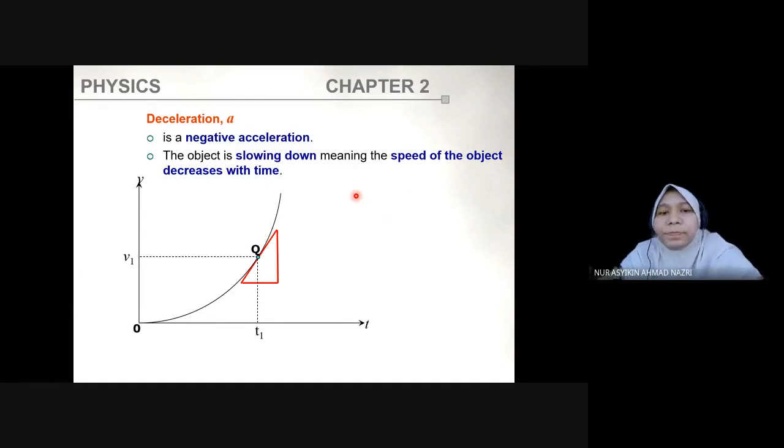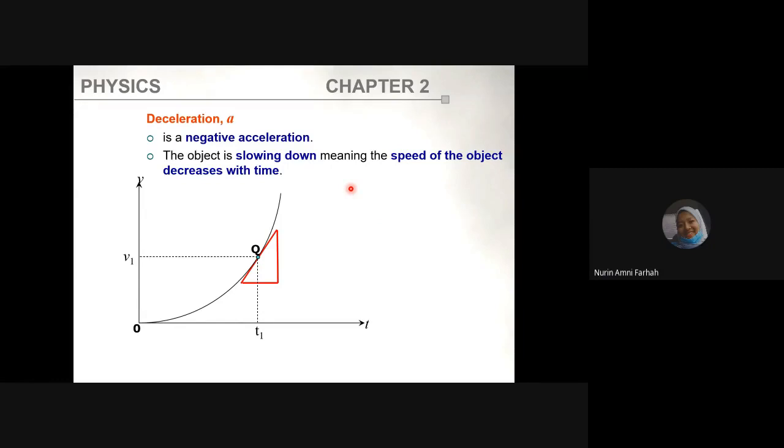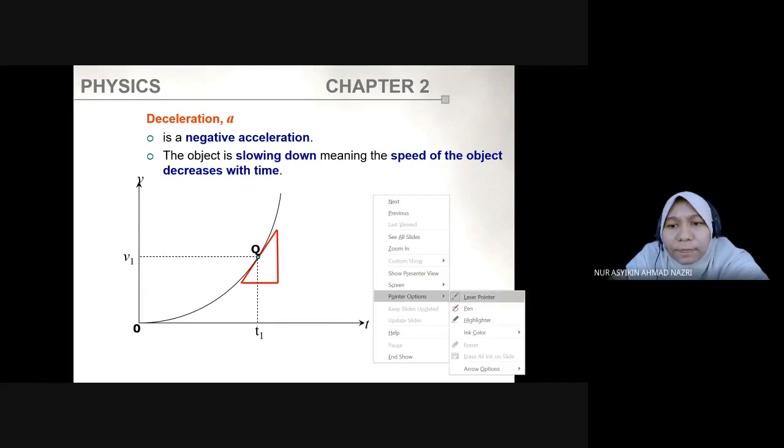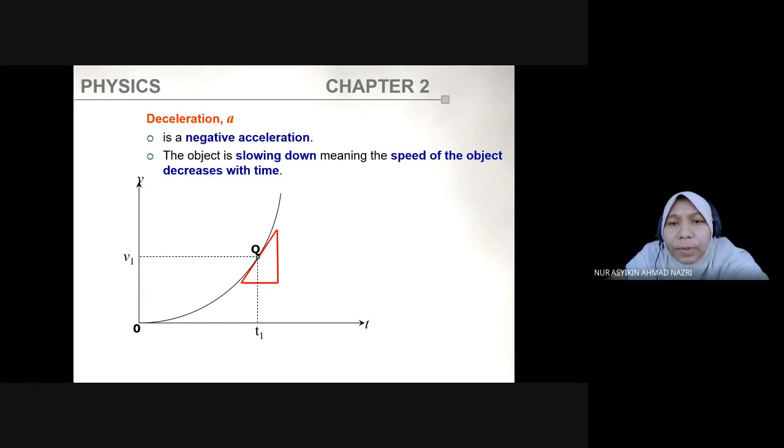Madam, macam mana kita nak bezakan negative acceleration tu, sama ada slowing down ataupun acceleration yang sama cuma opposite direction? That one you need to refer to your direction of velocity lah. Faham tak? Okay, just in case memang ada case macam tu.